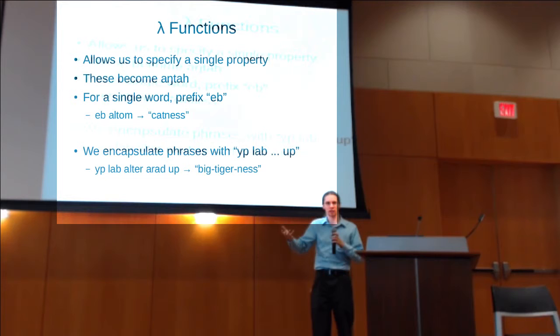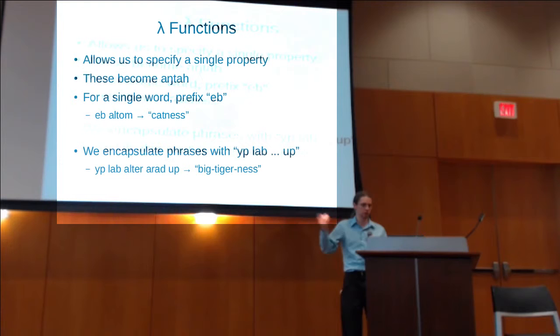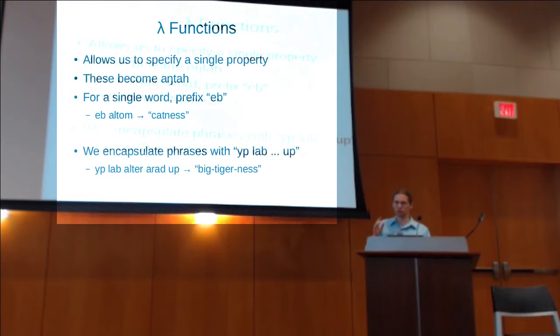And the two words we use are ed, which is just for a single word because the words happen so often, and also we can use a whole phrase, such as up lab oop is the structure we use. We can use that with up lab alter lab oop, which is big tigerness, right? So we're talking about the property of the tiger being big, not an actual big tiger.